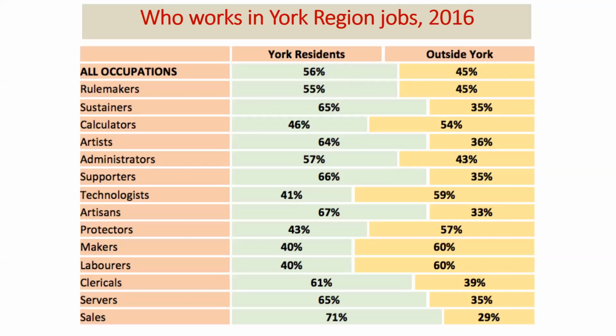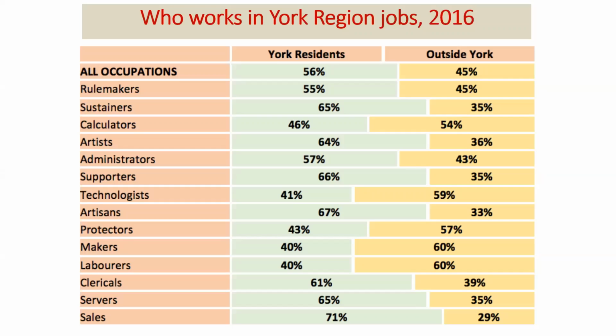Some jobs, sustainers, for example, those professionals in health, education, and social services, 65% of them are York Region residents, which points out another thing, which is that typically men commute farther than women. And remember, we saw sustainers have a larger portion of females. It turns out more York residents are working in those jobs, partly having to do with the fact that more females are working in those jobs. We saw administrators and rule makers, many of them leaving York Region to go for jobs elsewhere. But on the other hand, many of the rule maker jobs and administrator jobs in York Region are filled by York Region residents.